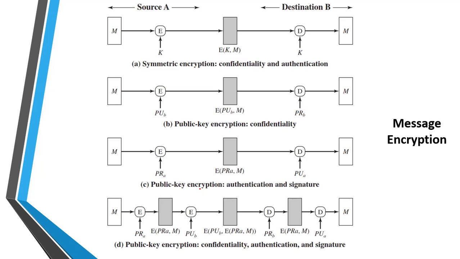So first we will see the message encryption technique, in which first is symmetric encryption. In symmetric encryption, message M is transmitted from source A to destination B, and the message is encrypted using the secret key K, which is shared by the sender and the receiver. Here we get confidentiality as well as authentication, because the message is encrypted, we are getting confidentiality, and this secret key is only known by source A and destination B. That's why we are also getting authentication.